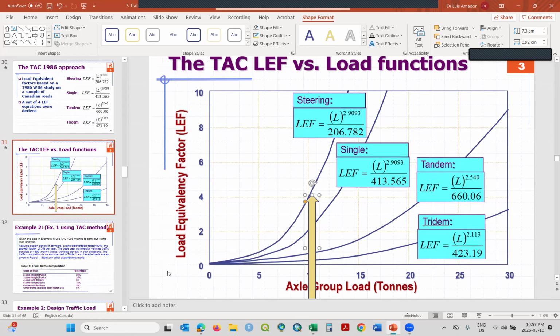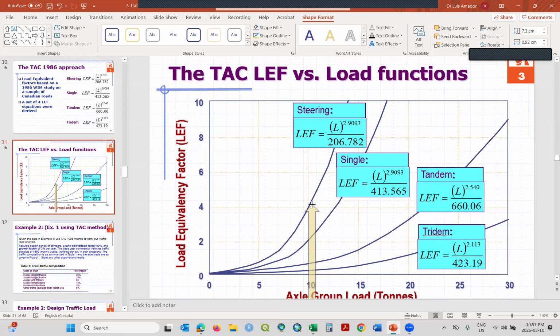The reason is because the steering has less surface contact than a single axle. The steering has 2 tires. The single has 4 tires. The tandem has 8 tires. And the tridem has 12 tires. So the load gets distributed in more contact points.